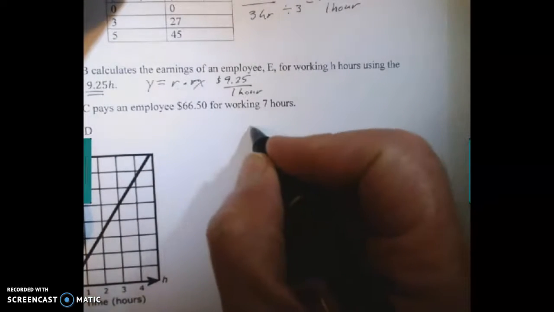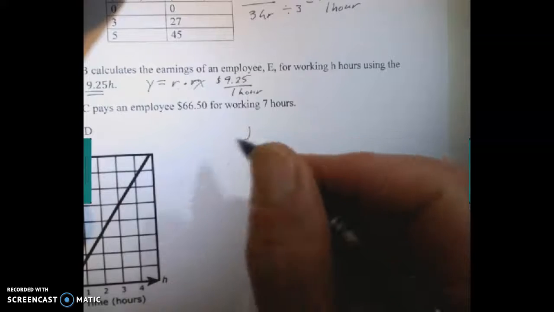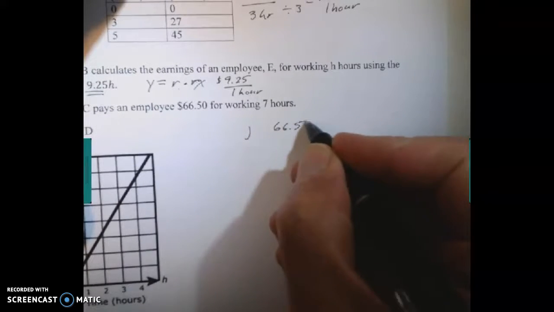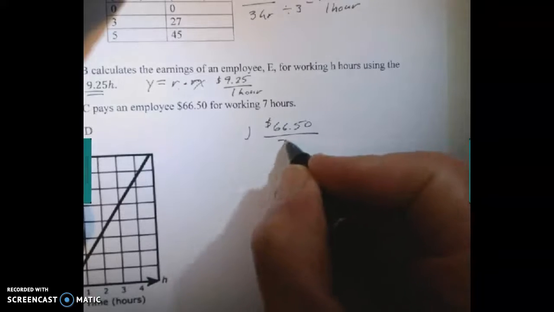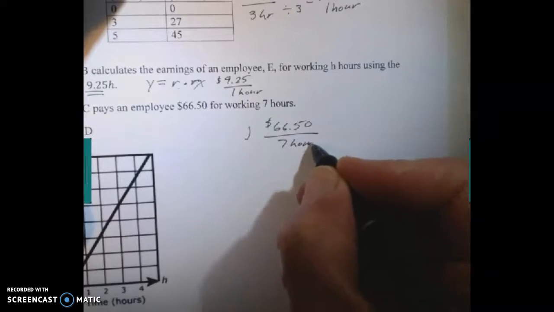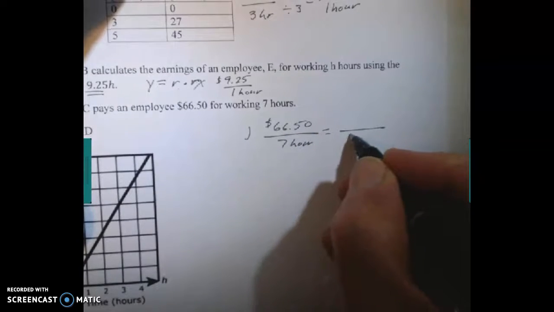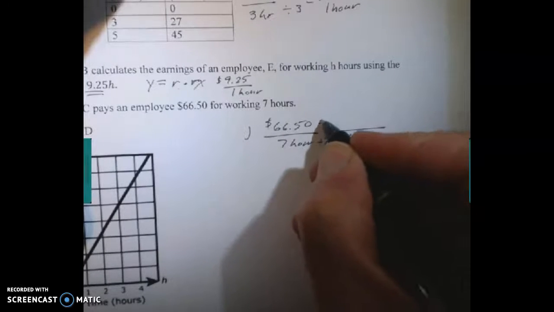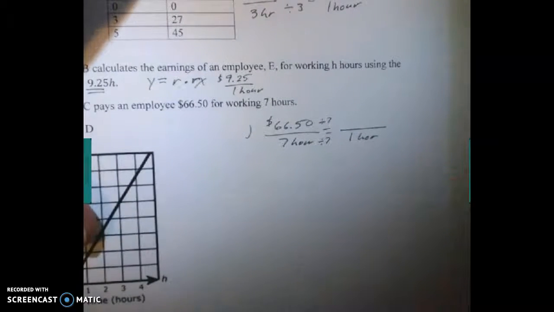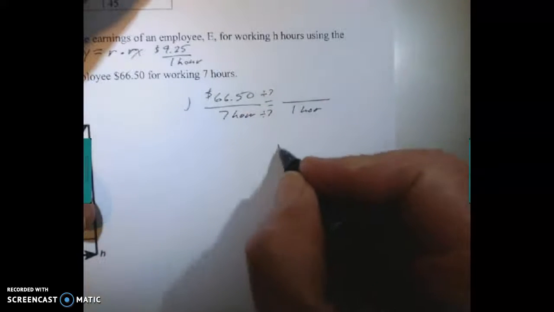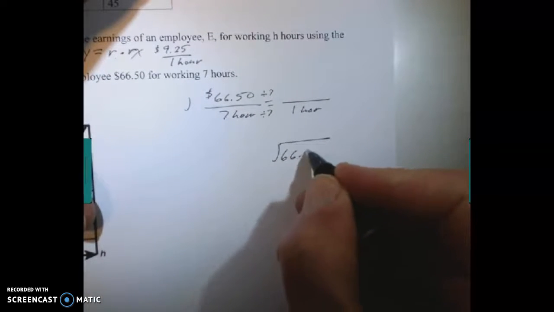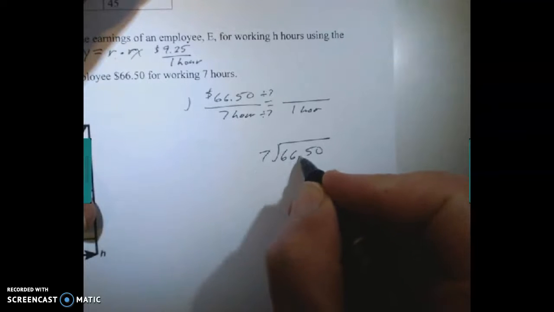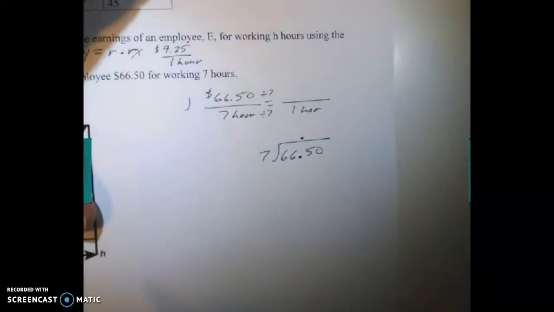And company C, we're going to have to do math again, $66.50 for 7 hours. Find the unit rate. $66.50 in 7 hours. You want to know how much in 1 hour, so you're going to divide by 7. Divide the top by 7. Do the math. $66.50 divided by 7. You're dividing by a whole number, so the decimal point goes straight up.